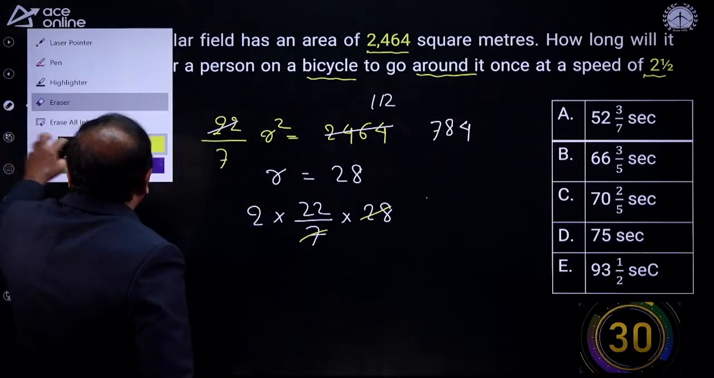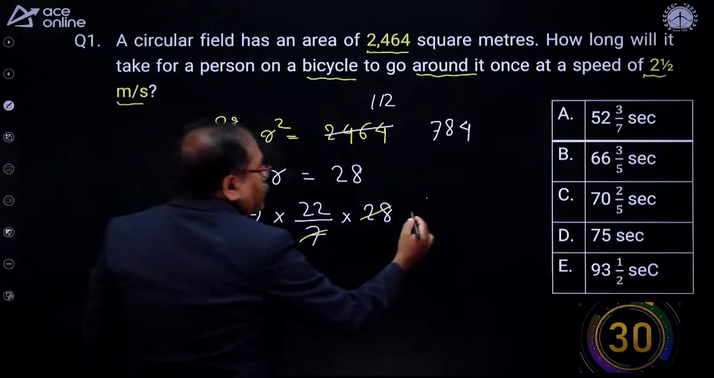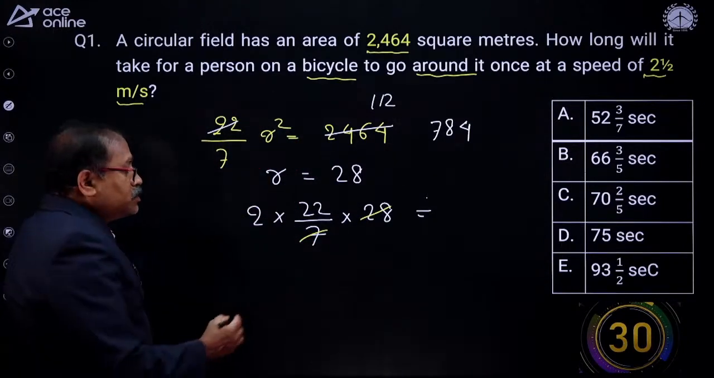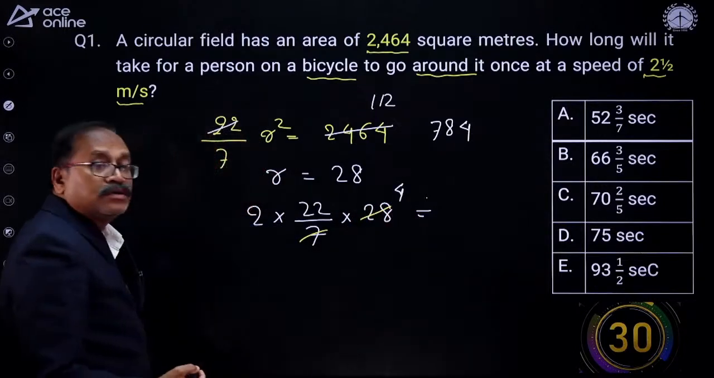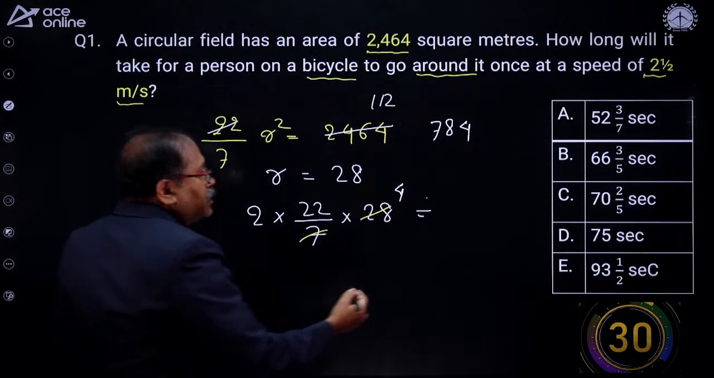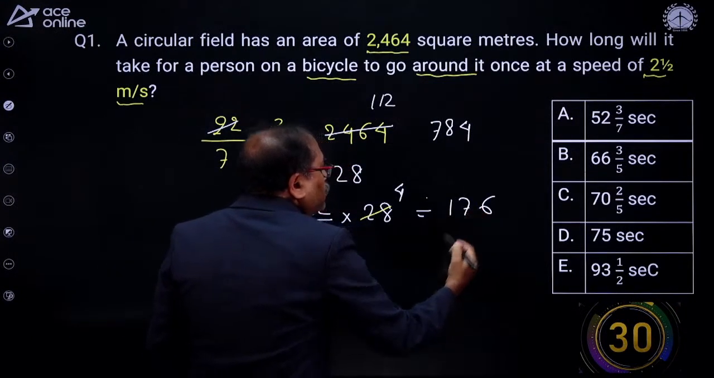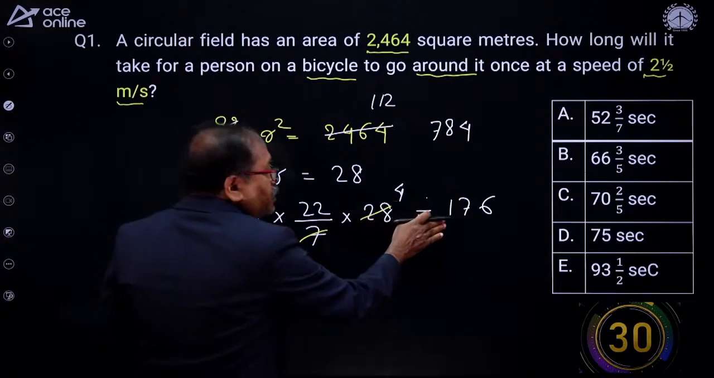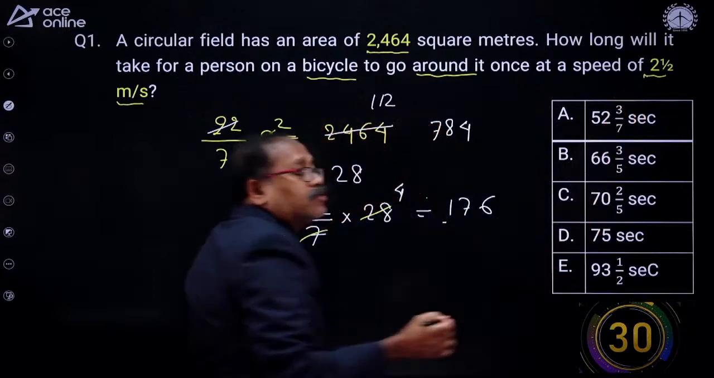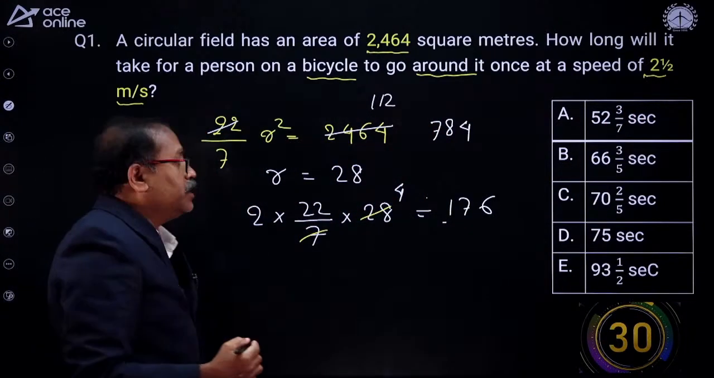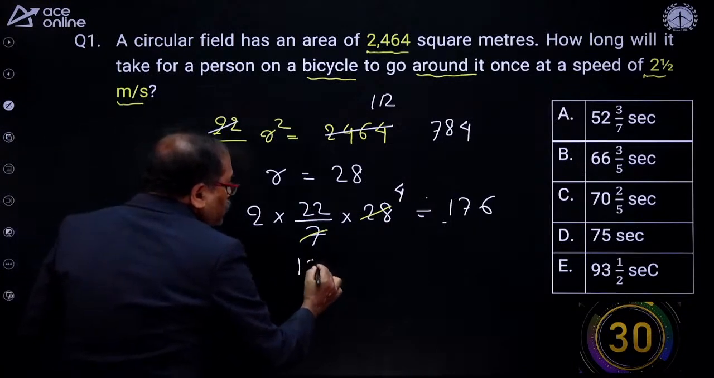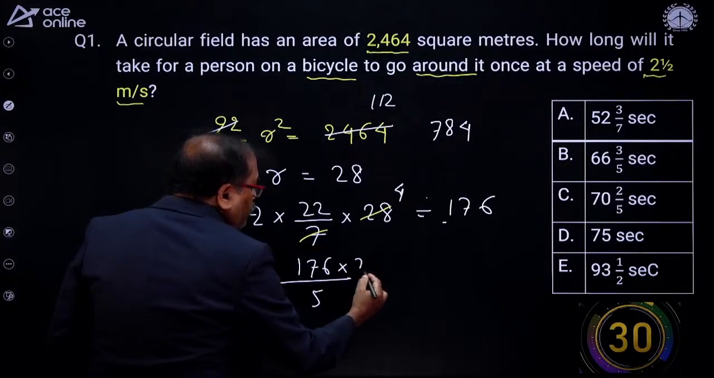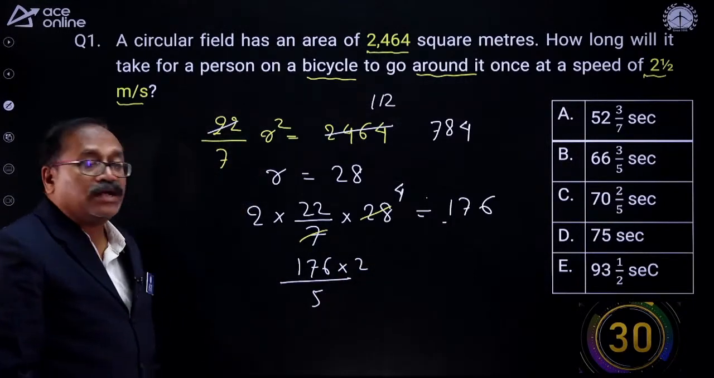So let's first find out what our perimeter is. So 2 pi r, that is the perimeter. Cancel this, this gets cancelled 4 times. 4 into 2 is 8, and 8 to 16, carry 1, and 16 and 1, 17. This is the perimeter, and this perimeter has to be covered with a speed of 2.5 meters per second. How much time will it take? For that, 176 is the distance, and the speed is 5 by 2. Can you please tell me the answer, my friend?